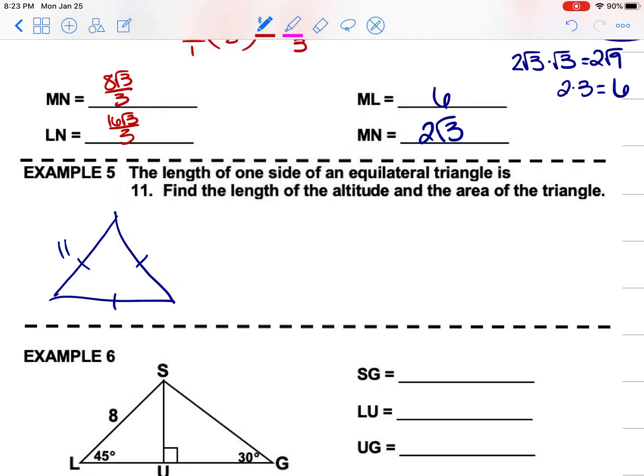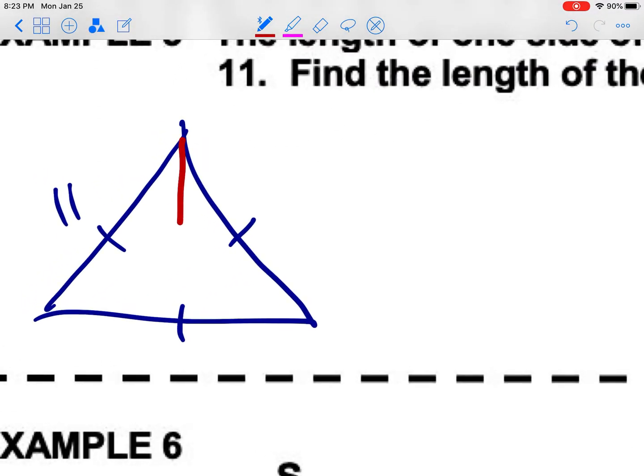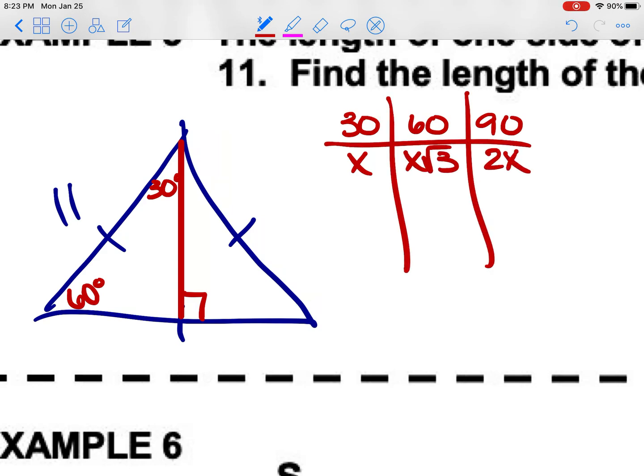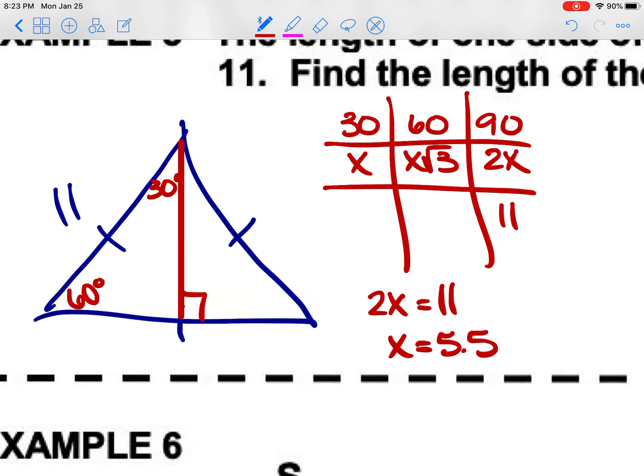Okay, so let's draw our altitude. We know that creates our 90-degree angle and our 30, 60, 90. We know this would be 60, this would be 30. We know to set up our chart: x, x square root of 3, and 2x. 11 is across from the 90, so that's what goes here. We know 2x equals 11. Divide by 2, x is equal to 5.5, and that's okay to have that there.